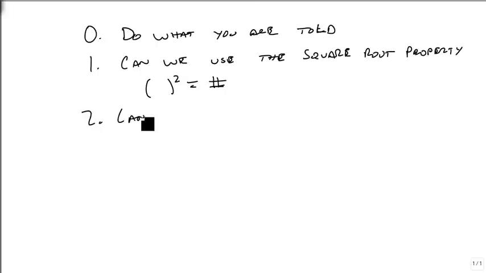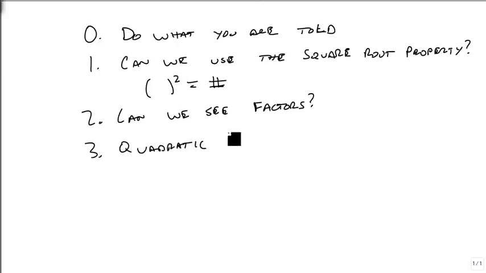Second, can we see it factor? If we can look at it and see the factors, then we might as well factor. And finally, if you don't see it factor and you know you can't use the square root property, then use the quadratic formula right from the get-go. It'll still find your answer from the others, and it'll get there. Notice, though, that completing the square is not part of our list, because completing the square falls squarely under the quadratic formula.